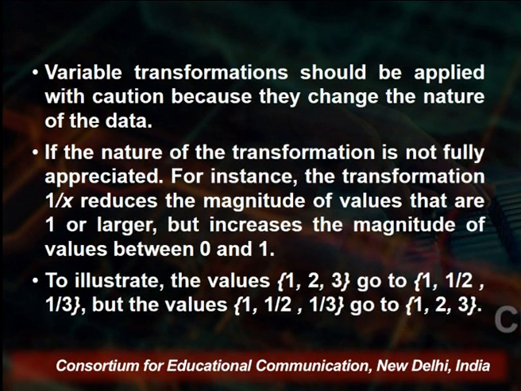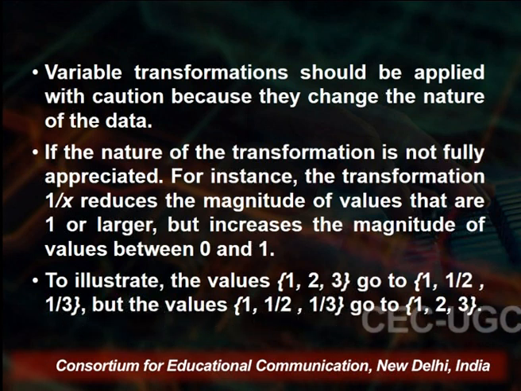If the nature of the transformation is not fully appreciated, for example the transformation we are applying is 1 upon x, which will reduce the magnitude of values that are 1 or larger, because you are dividing by x, but it will increase the magnitude of the values which are less than 1, that is between 0 and 1. How are we saying it? Say for example the values are 1, 2 and 3. So the values will become 1, 1 upon 2 and 1 upon 3.